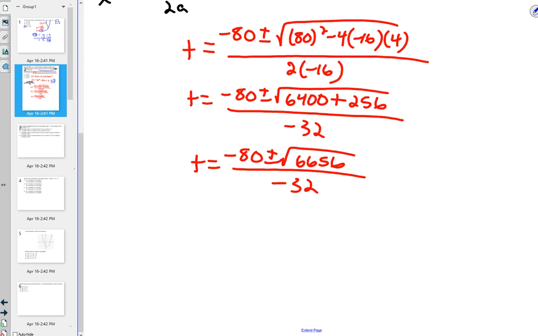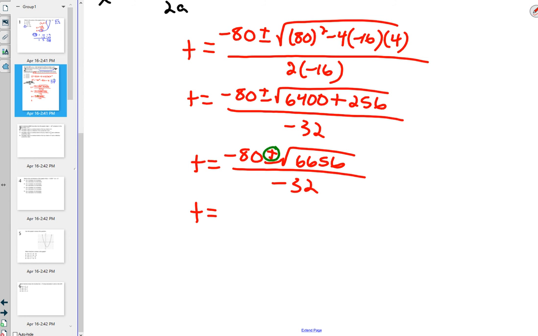Approximately what is the square root of 6656? I wanted a decimal approximation. 81.5. Okay, so the fact is it's greater than 80. It's bigger than 80, right? So if I were to add that to negative 80, I'm going to get a positive. And if I divide a positive by a negative, that's going to give me a negative. So I'm just trying to save myself some time. I'm only going to focus on the negative part.